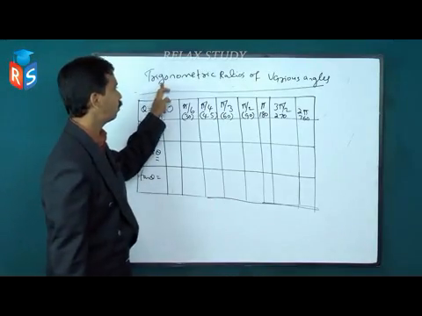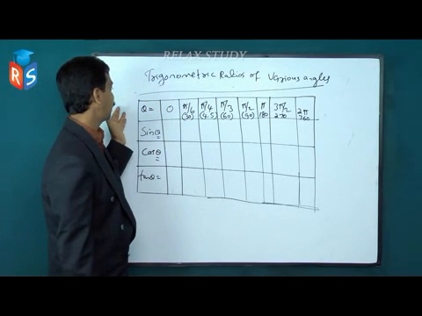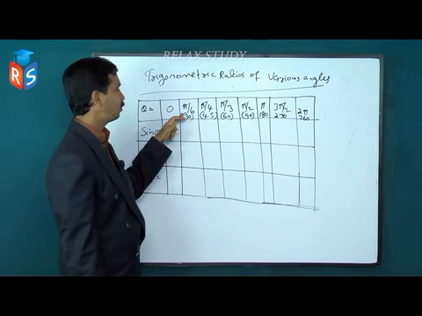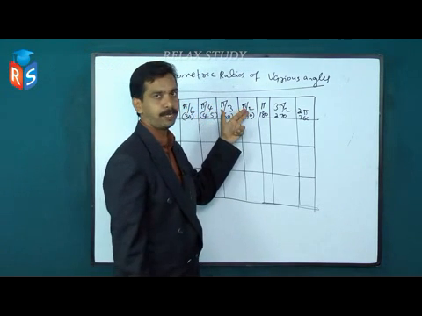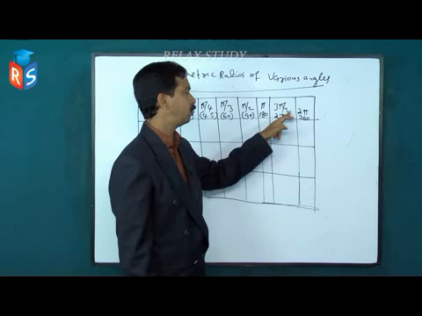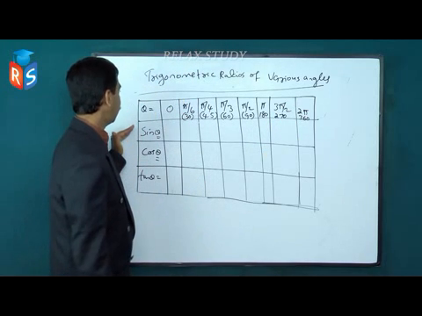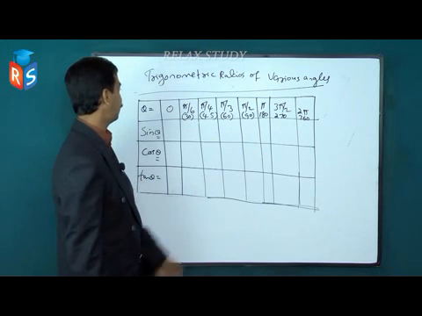Next, trigonometric ratios of various angles. I first write the values of theta: 0, pi by 6 or 30, pi by 4 or 45, pi by 3 or 60, pi by 2 or 90, pi 180, 3 pi by 2 270, 2 pi 360. I am writing the values of sin theta, cos theta and tan theta of the various angles.